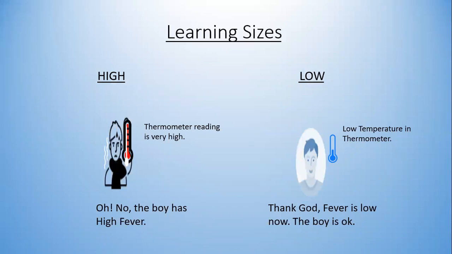Next is high and low. Here, if you see the picture under high, the thermometer reading is very high. This boy got a fever. Oh no, the boy has a high fever. When he used the thermometer, the reading is showing very high. You can see the red line. And here, in the picture under low, the temperature is normal. Thank God, the fever is low. Now the boy is okay. Do you understand what's high and what's low?